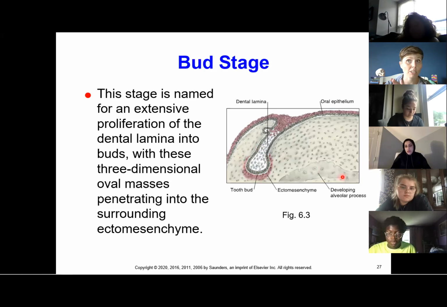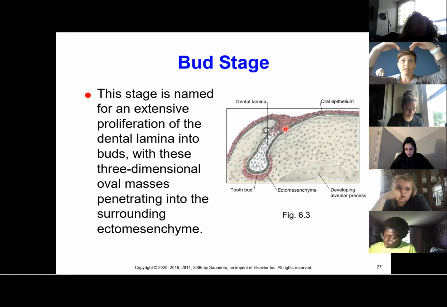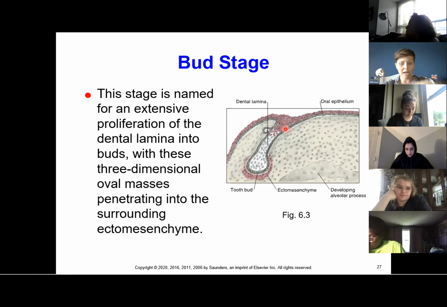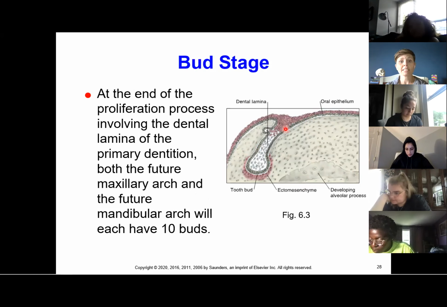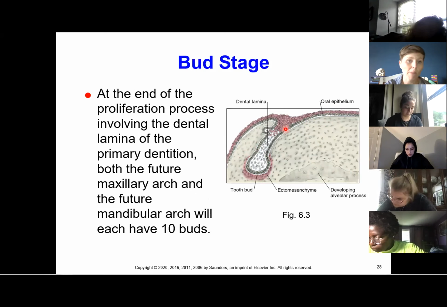Here's your developing alveolar process. Here's your oral epithelium, and it goes down and starts to form this little bud. At the end of the proliferation process involving the dental lamina, you will have 10 buds on the mandibular arch and on the maxillary arch. This is going to form our primary set of teeth, right?